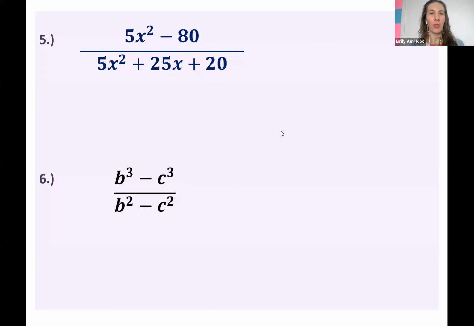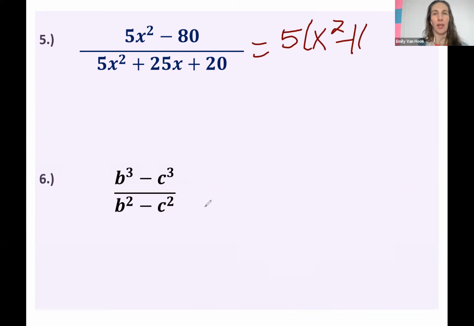Let's do number 5. Once again, we're going to factor the numerator, factor the denominator, and cancel. It's just that for number 5, there's a little bit more steps to the factoring for each of these parts. So for number 5, in the numerator, there is a common factor of 5. 5x squared minus 80, I can factor out a 5. 5, and then x squared minus 16, because 80 divided by 5 is 16.